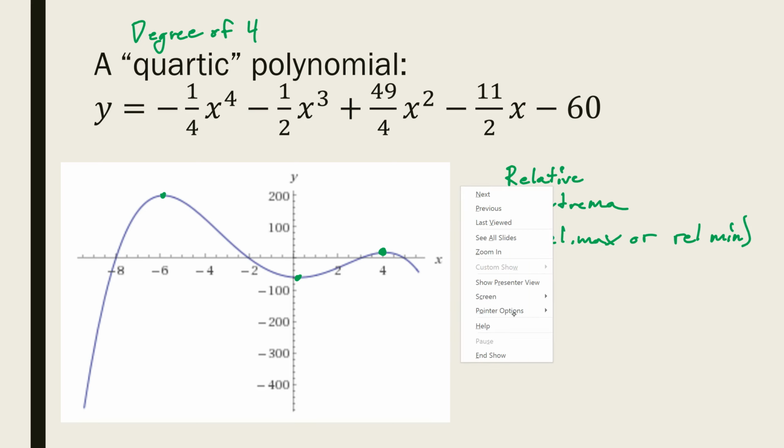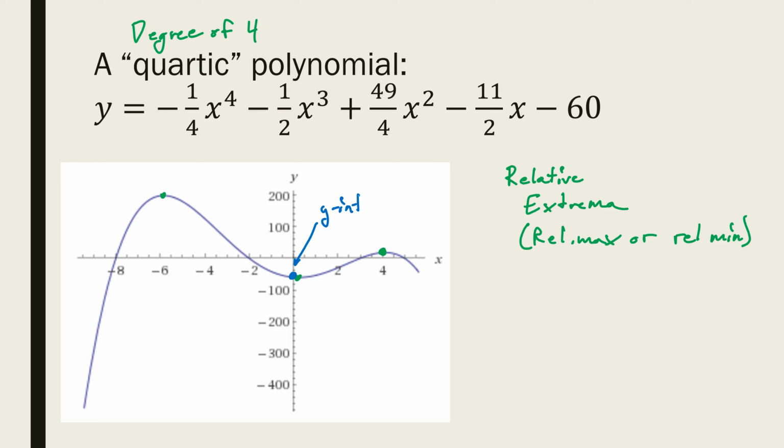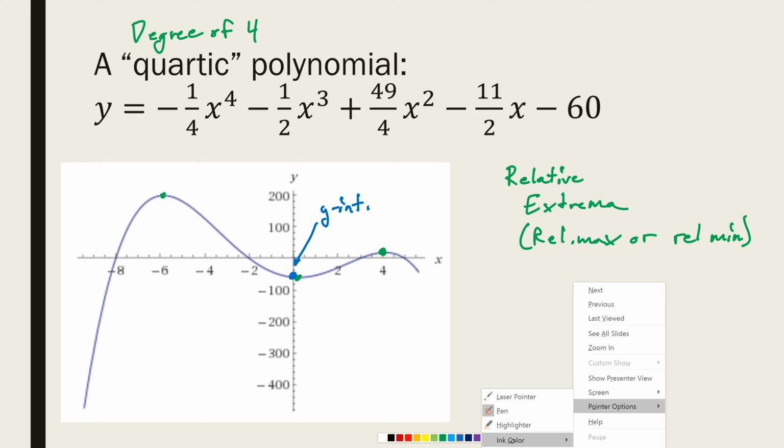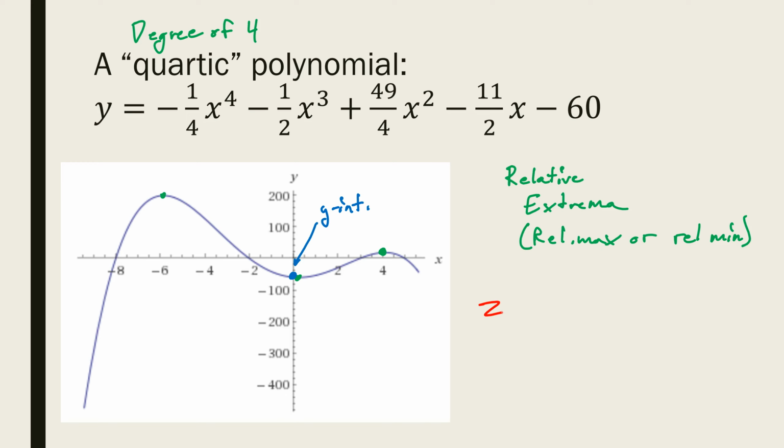I can also label the y-intercept. So let's do that in blue, just like on the last slide. Y-intercept is right here. And finally, we can label the zeros. Remember, the zeros are the x-intercepts. So it looks like it crosses here, here, here, and here.